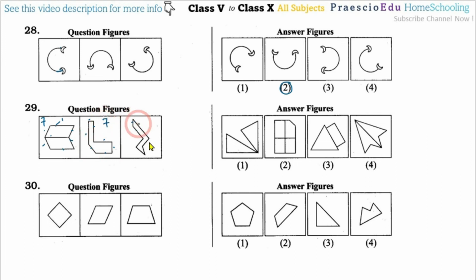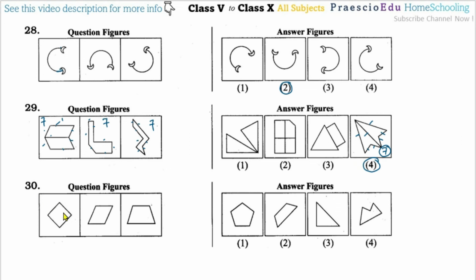Here 1, 2, 3, 4, 5, 6, 7. Here also the same. Means all the shapes can be made by the 7 lines, and 7 lines are in option number 4. Means here the 1, 2, 3, 4, 5, 6, and this is the 7. So here are the 7s.